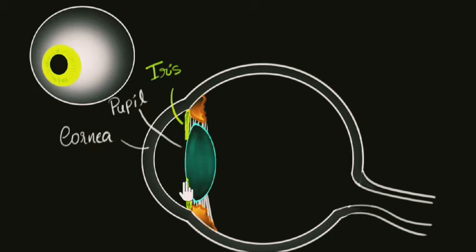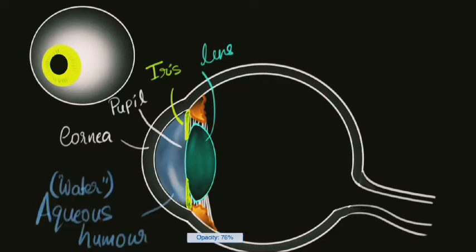And over here we can see a lens. This is called the lens of the eye. So it's just called the lens. Let's write that down. This is called the lens. And the space between the cornea and the lens is filled with a watery kind of liquid. And it's called the aqueous humor. It's called aqueous because it's watery.